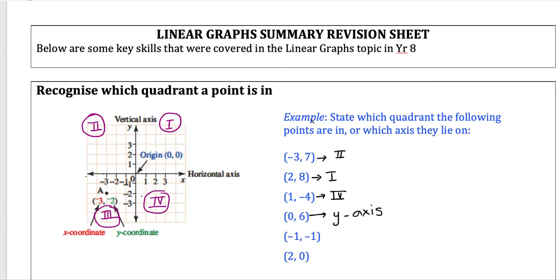-1, -1. What quadrant, girls? Third. And the last point that we have to do, 2, 0. So 2 to the right, 0 will remain there. What quadrant? X-axis. Beautiful. Okay, and this is our first video.